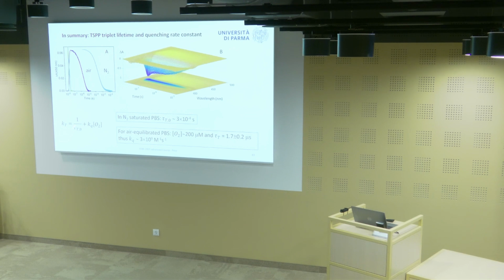And if you get that, you can calculate by measuring KT the value of KQ. So how efficient the system is in quenching the triplet state. Like in the case of TSPP, in nitrogen saturated, remember it was 1.7 microseconds. Now it becomes 300 microseconds. Very long. And if you use this number in this equation and you measure in air equilibrated solutions, you get KQ, which is 3 × 10⁹, which is the usual number for diffusional quenching.